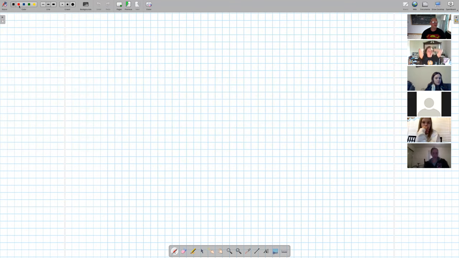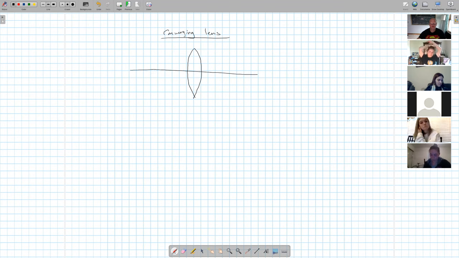So good. So let's talk about image formation from each one of these. So let's look at first our converging lens. So here we have our different image formations. So say this has a focal point here and a focal point, extend that a little bit better. What did I do? That was about 2F, so about here. So this is my focal point.